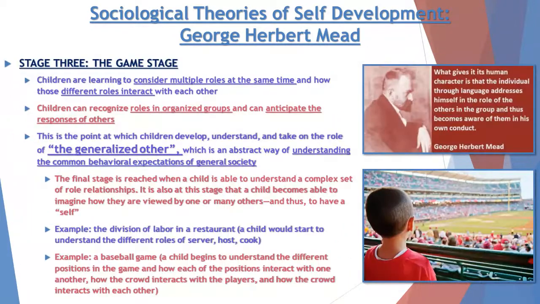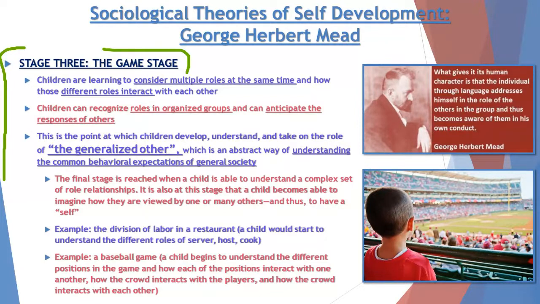In stage 3 is where Mead says we start to develop this sense of the generalized other. This is what he calls the game stage. Children here start to not only recognize different roles in society, but they start to understand how different roles are interacting with each other, and how they can play off each other, and how multiple roles can be taking place at the same time, and how those different roles interact.